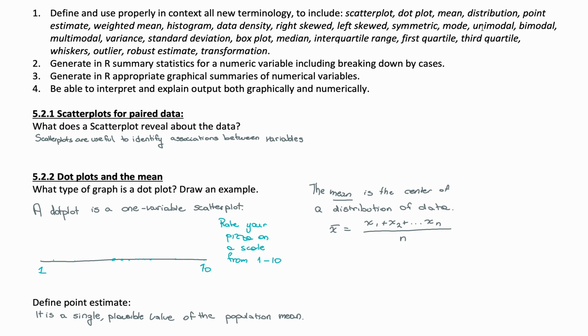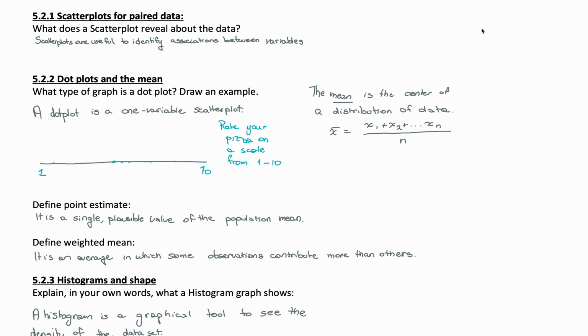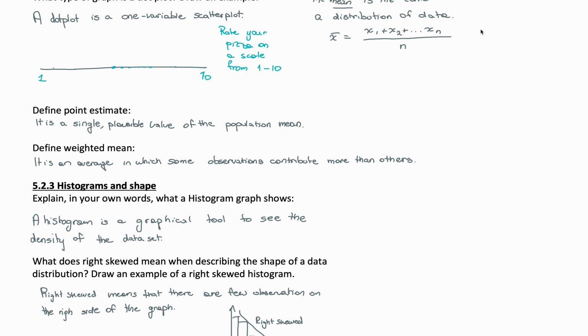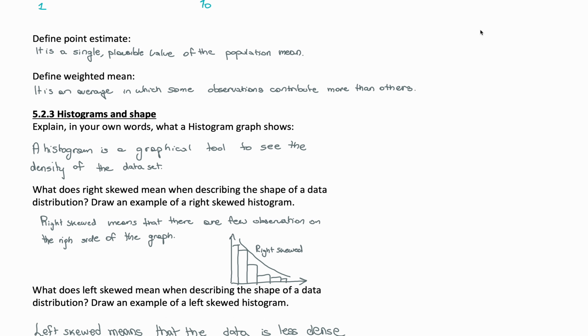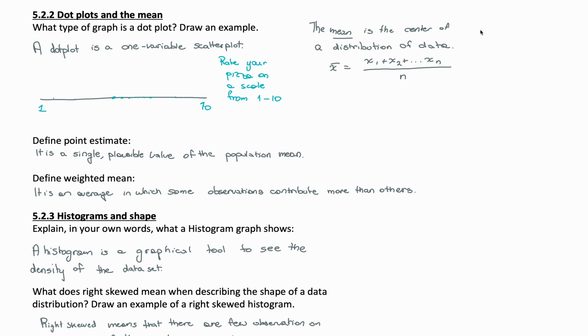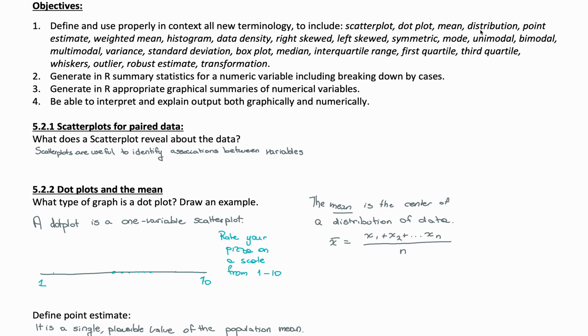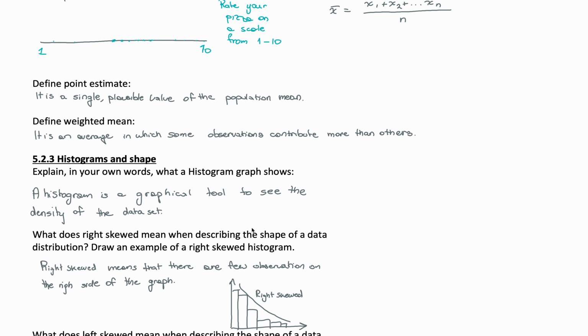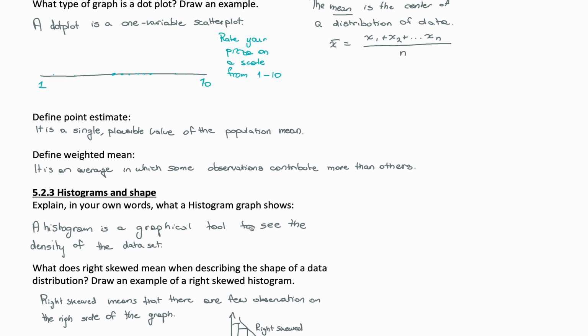Now, let's talk about distribution. Distribution can be referring to how the data appears in specific graphs. So for example, in dot plots or in histograms.